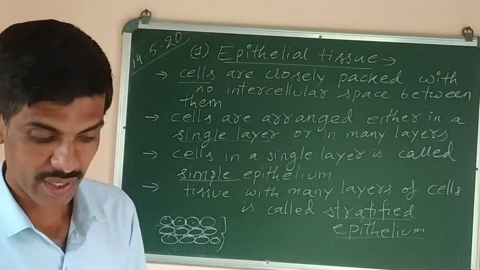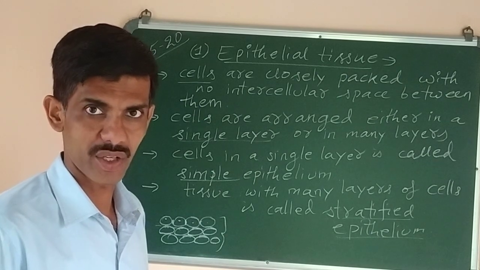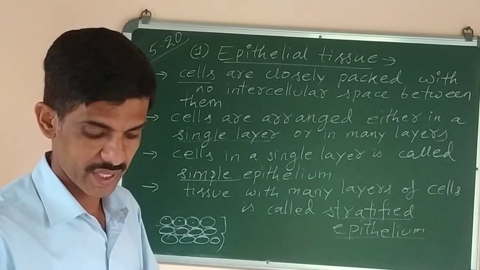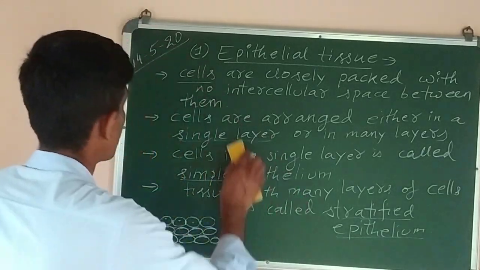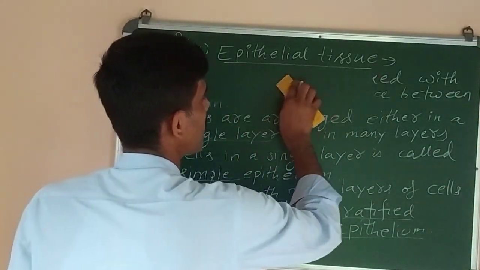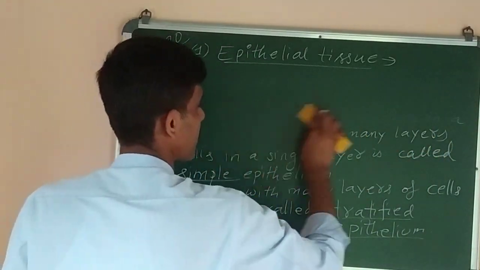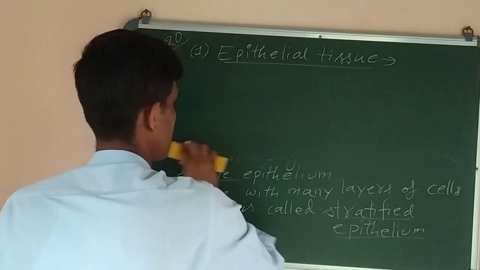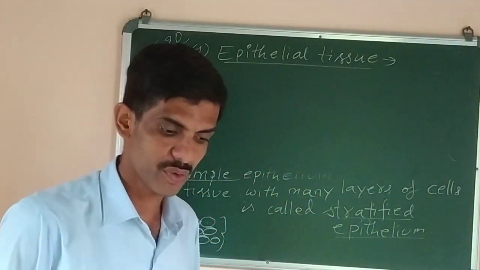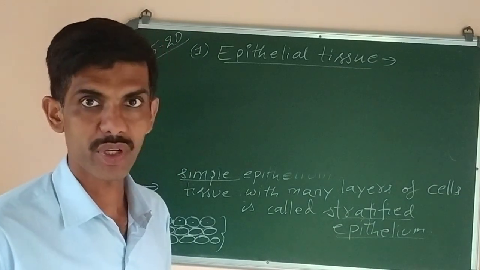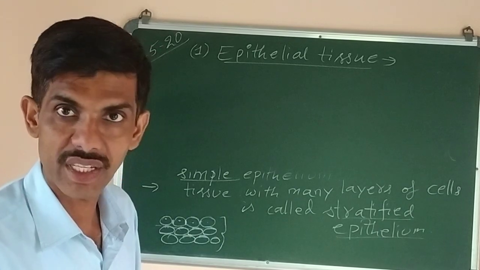Understood now? Now the next one is, what is the function of this epithelial tissue? Since it is present, now where it is present, location also you have to write. The next point I will write the location and then the function and then the types also. Okay. Now where is this epithelial tissue found? Epithelial tissue is found lining or covering the entire body surface like the skin.